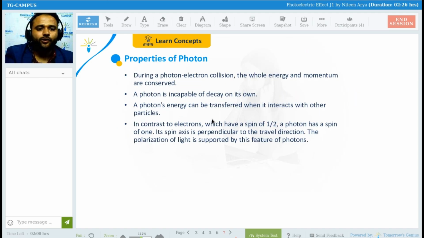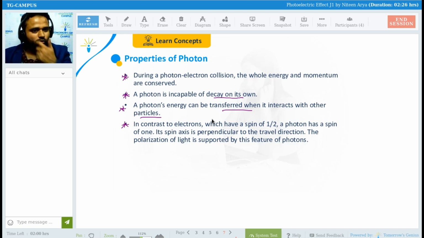Okay. Then during a photon-electron collision, the whole energy and momentum are conserved. Obviously, energy and momentum conservation is going to be the principal application in all the senses. A photon is incapable of decay on its own, so it is not going to decay. A photon's energy can be transferred when it interacts with other particles. In contrast to electrons, which have a spin of half, a photon has a spin of 1. Okay, that is a little bit deeper.